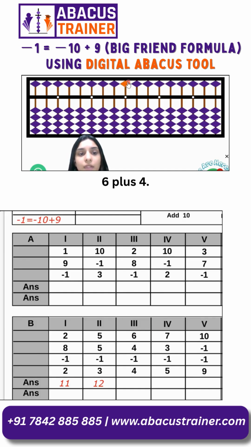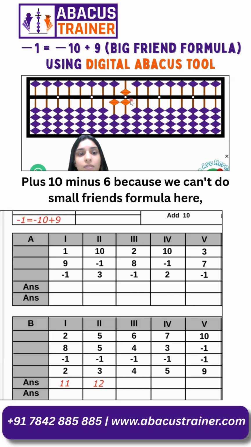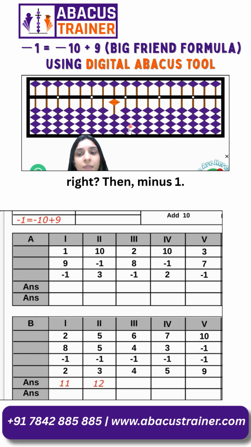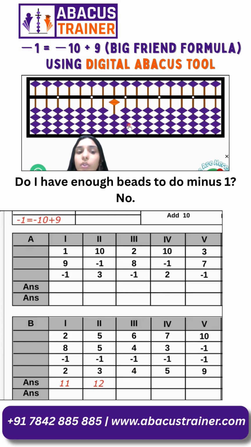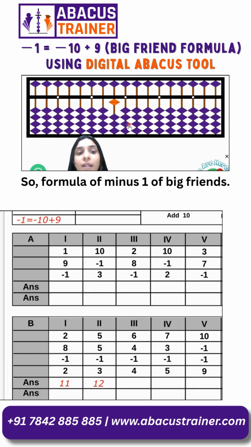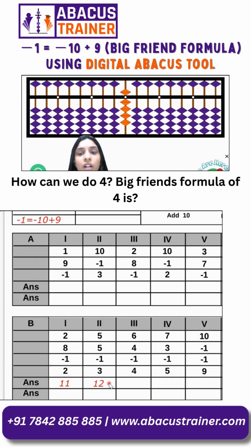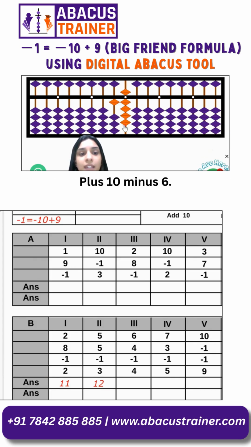6 plus 4. Do I have enough beats to do 4? No. So formula of 4, big friends, +10 minus 6, because we can't do small friends formula here, right? Then -1. Do I have enough beats to do -1? No. And can I apply small friends formula of -1? No. So formula of -1 of big friends, -10 plus 9. Then plus 4. How can we do 4? Big friends formula of 4 is +10 minus 6.